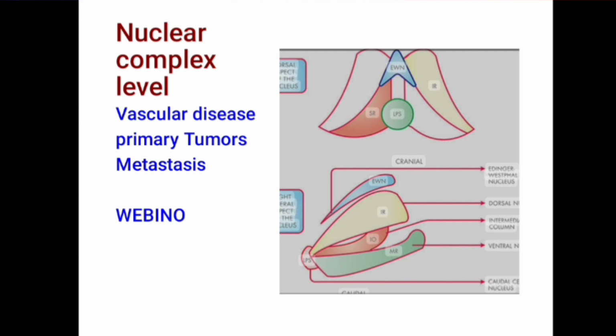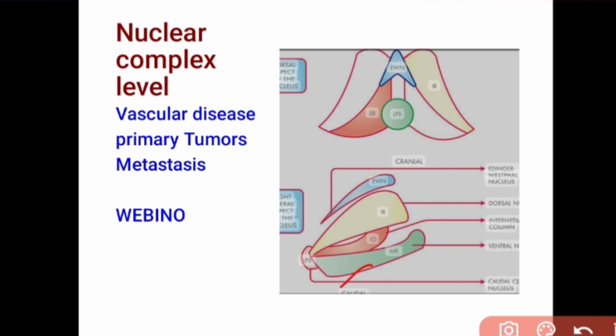Depending upon the presentation, you can locate the anatomical position where the nerve is affected. Suppose the patient has a nuclear complex level lesion, how will the patient present? That depends upon which subnuclei of the third cranial nerve is affected. It can be complete affection of the whole nucleus, or it can be some subnuclei of some muscles. Depending upon that, the patient will present, and that is seen when the individual nucleus is affected.